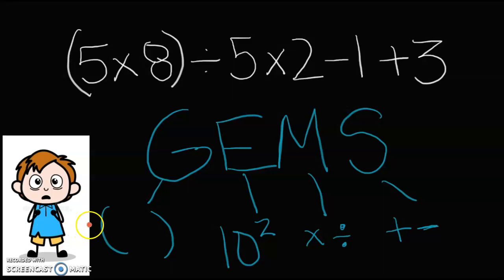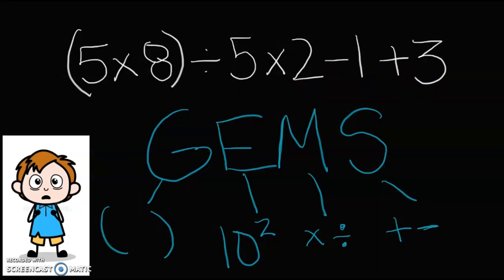Now, I see your face. We can do this. I'm going to do this first and model it for you, and then we will practice together. So don't worry. All right. So we have this problem: 5 times 8 divided by 5, multiplied by 2, subtract 1, add 3.